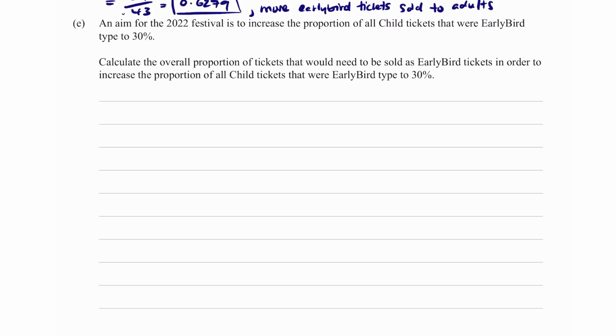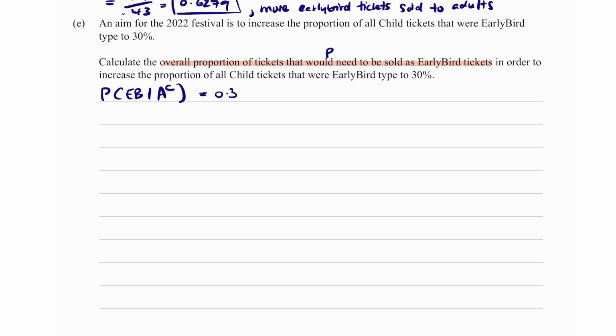Okay, so they've given us an unknown here. The unknown is the overall proportion of early bird tickets, so we're going to call this P. It is the proportion of all child tickets that were early bird. So given that you're a child, which was AC, the complement of an adult, that you buy an early bird ticket, we want this proportion to equal 0.3.